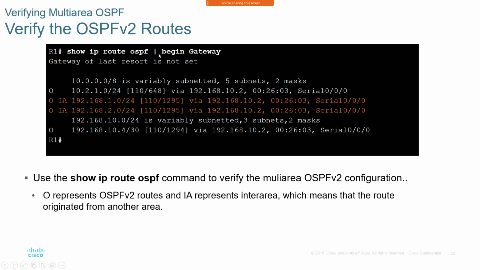Now, this pipe begin gateway is actually going to start displaying information where it says gateway. Okay? So it's going to start showing the output where it says gateway. If you just do a show IP route OSPF, it's not going to show any of this, only going to show the O's and the routes.